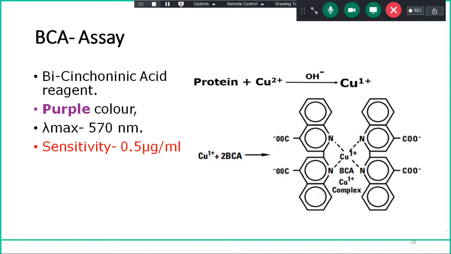Then the next method is the BCA assay, which is bicinchoninic acid reagent. Okay, so in this also the copper is reduced by protein, and this cuprous ion will react with two molecules of bicinchoninic acid and form a complex compound, which is purple in color and has lambda maximum, that is absorption maximum, at wavelength 570 nanometer, and this is very, very sensitive. Like you see, it can give results accurately till 0.5 microgram of protein per ml. If the protein concentration is even in micrograms, this test will give an accurate result.